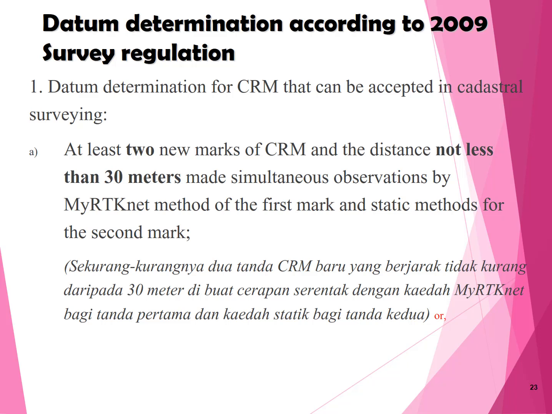First, datum determination for CRM or cadastral reference mark that can be accepted in cadastral surveying. A. At least 2 new marks of CRM and the distance not less than 30 meters made simultaneous observations by my ArtikelNet method of the first mark and static method for the second mark.